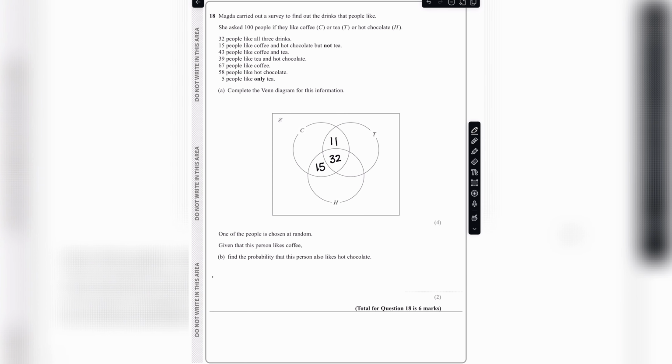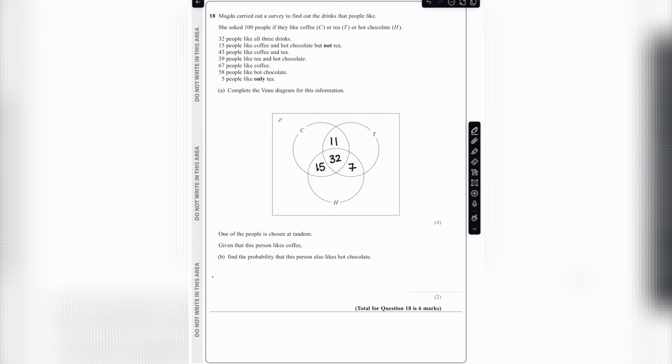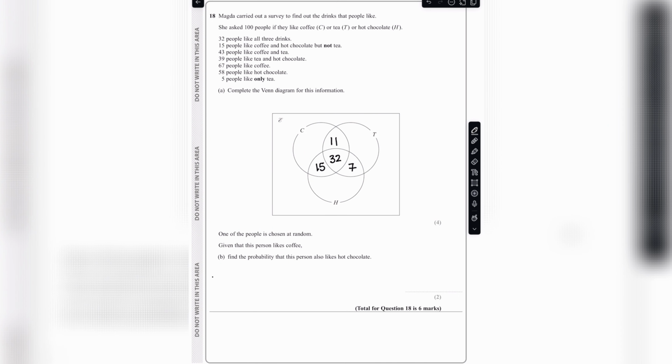39 people like tea and hot chocolate, so that will be the section connecting tea and hot chocolate, but given as 32 is already in this section, we can subtract this value from 39, and that gives us 7. And 67 people like coffee. So if we look at the circle belonging to coffee, there's only one space that we haven't filled out. So in order to determine the number in this space, we need to subtract 11, 32 and 15 from 67, and that gives us a value of 9.